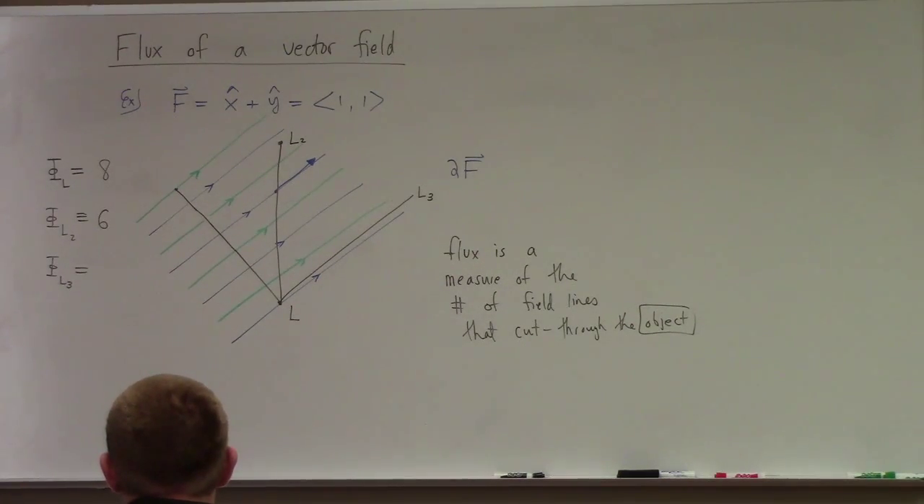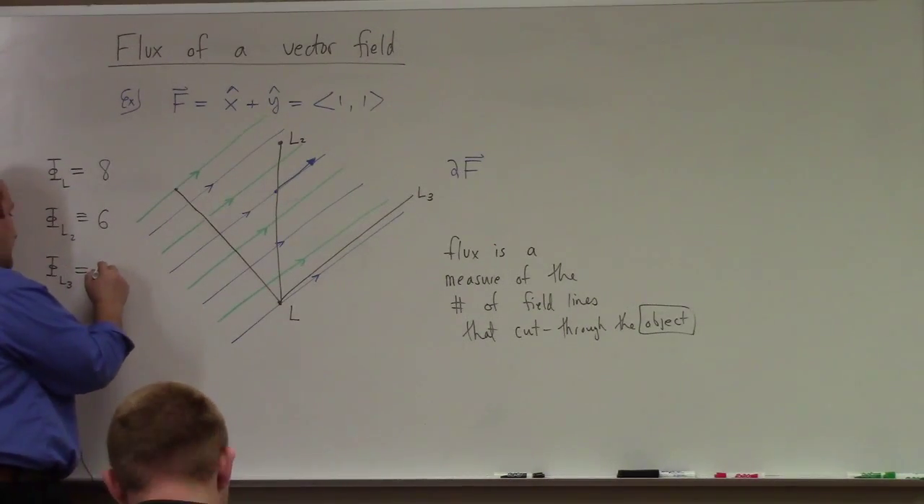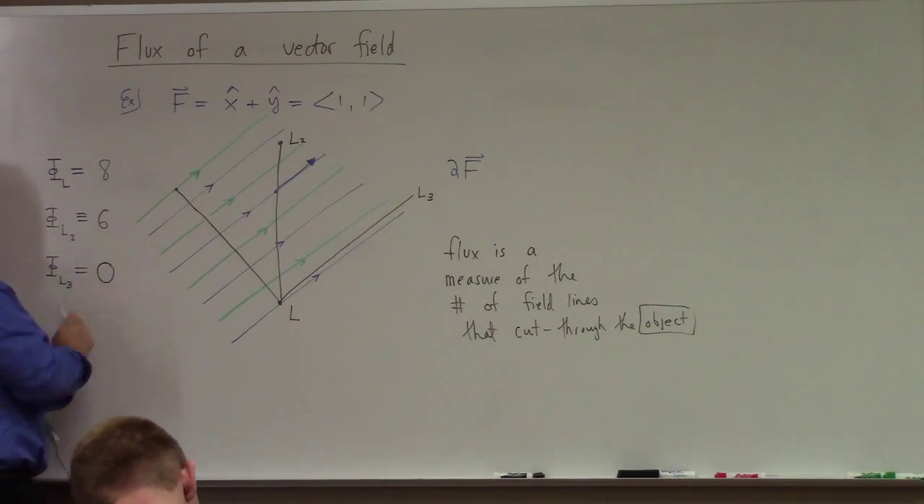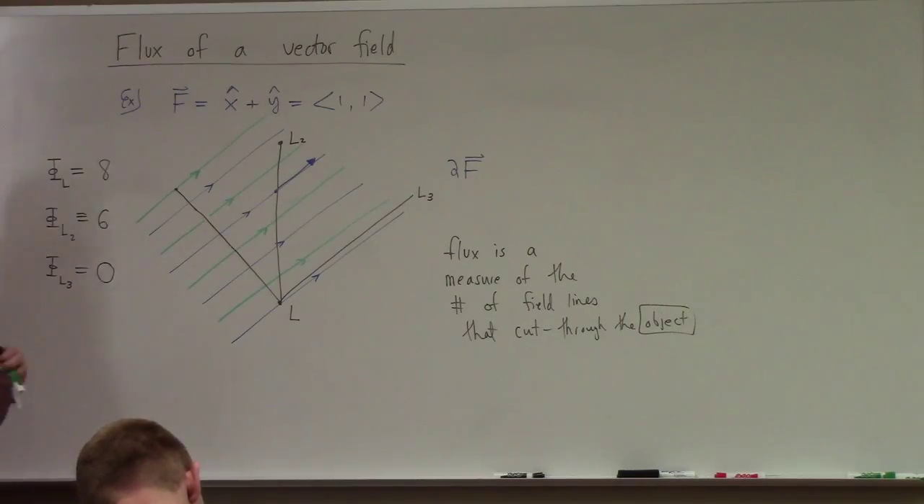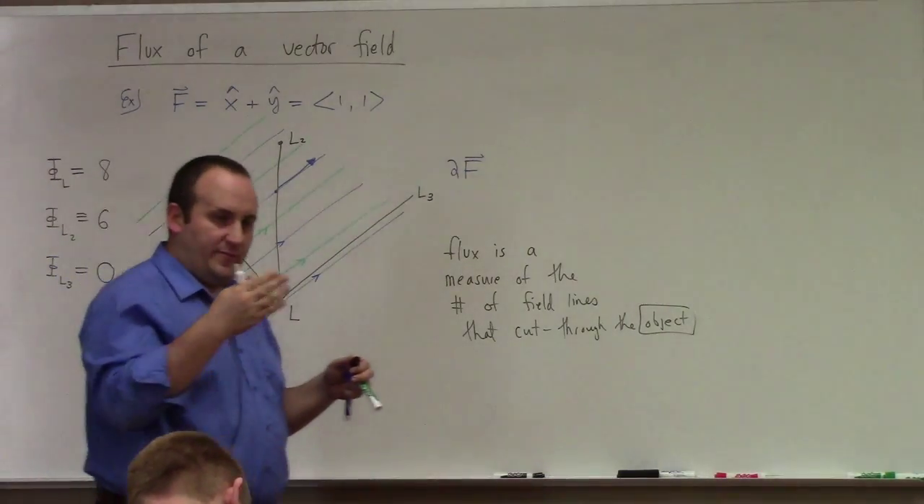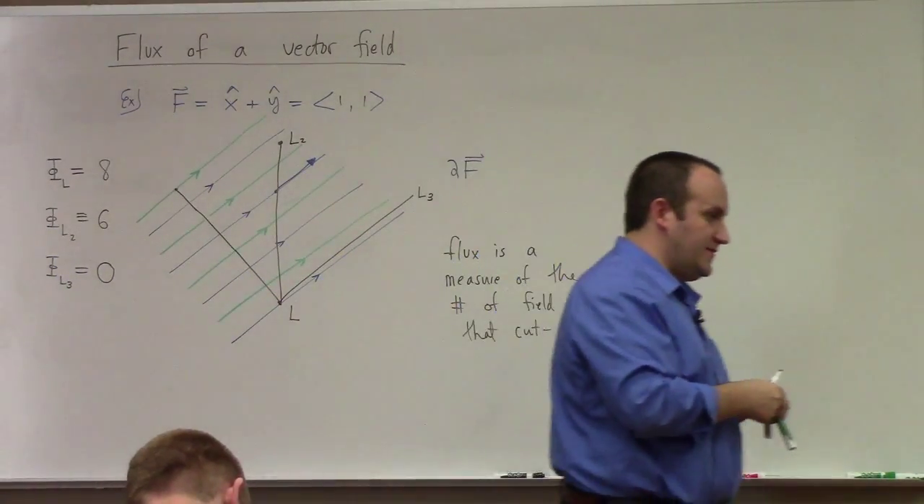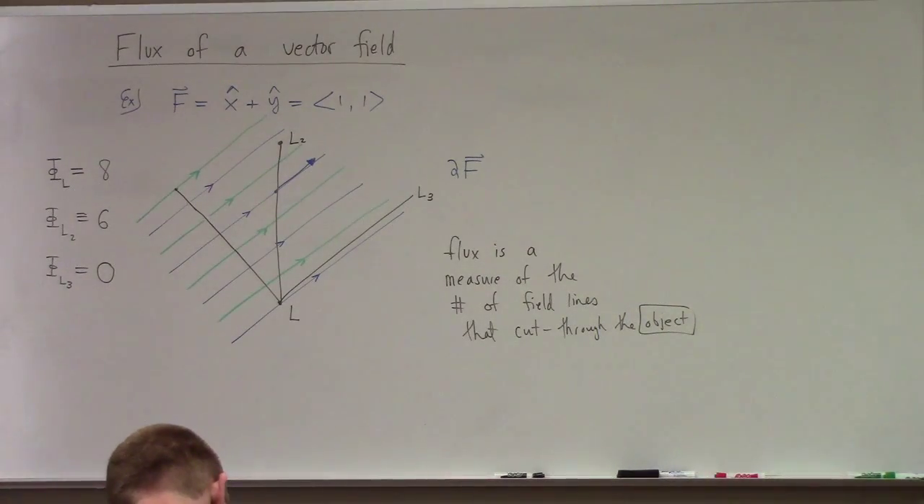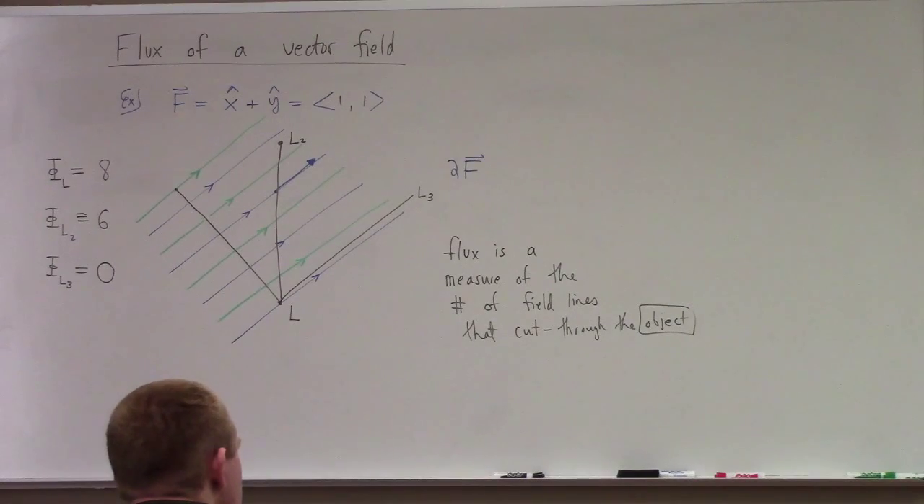Yes, the answer is 0. No field lines cut through this. So when we talk about the field lines cutting through the object, we must insist that the field lines are going through parallel to the perpendicular of the object. If they lie tangent to the object, that's not cutting through it. That's just skirting along it. All right.